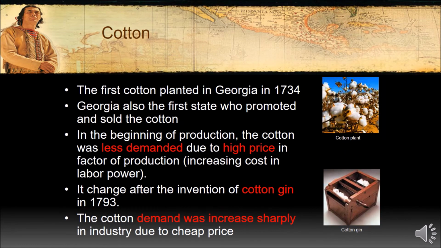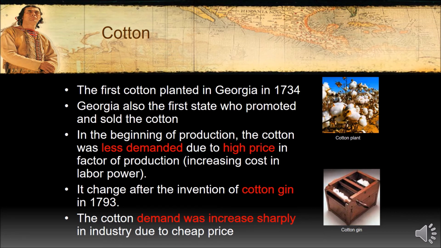The second most important crop is cotton. Cotton was first planted in Georgia in 1734. Georgia was also the first state to promote and sell cotton. In the beginning of production, cotton was less in demand due to the high price of the factor of production. The factor of production here means the increasing cost of labor power.